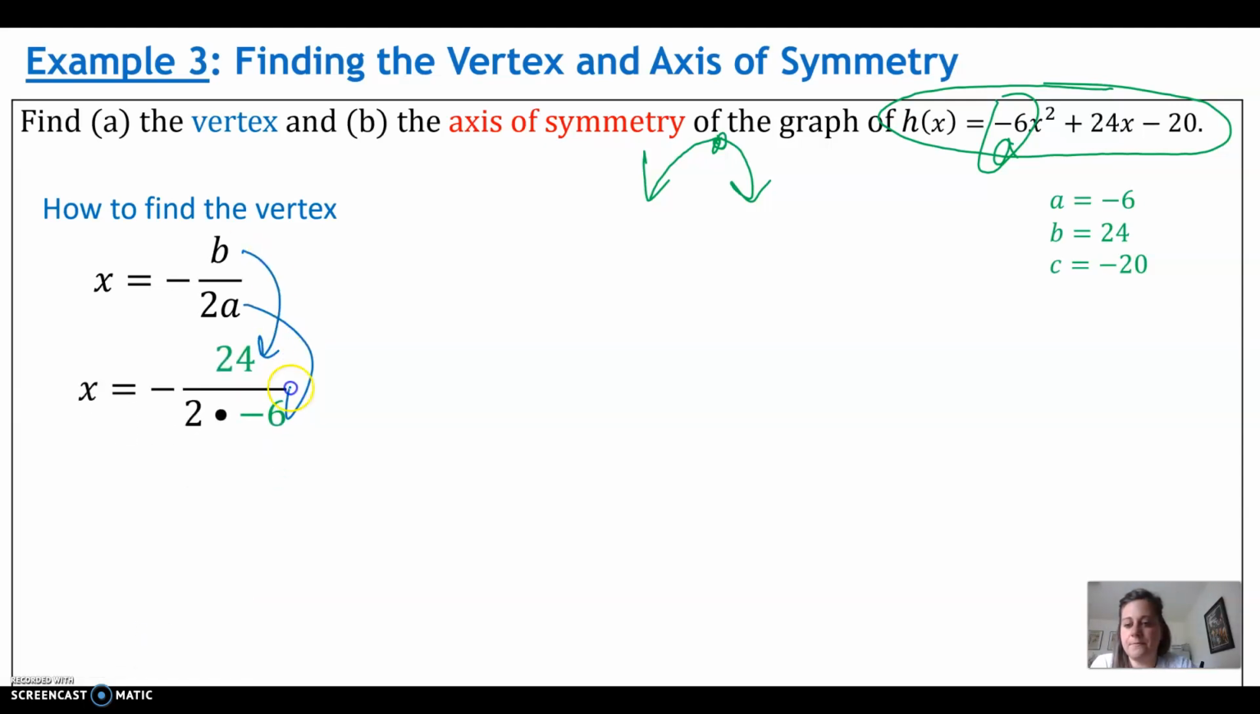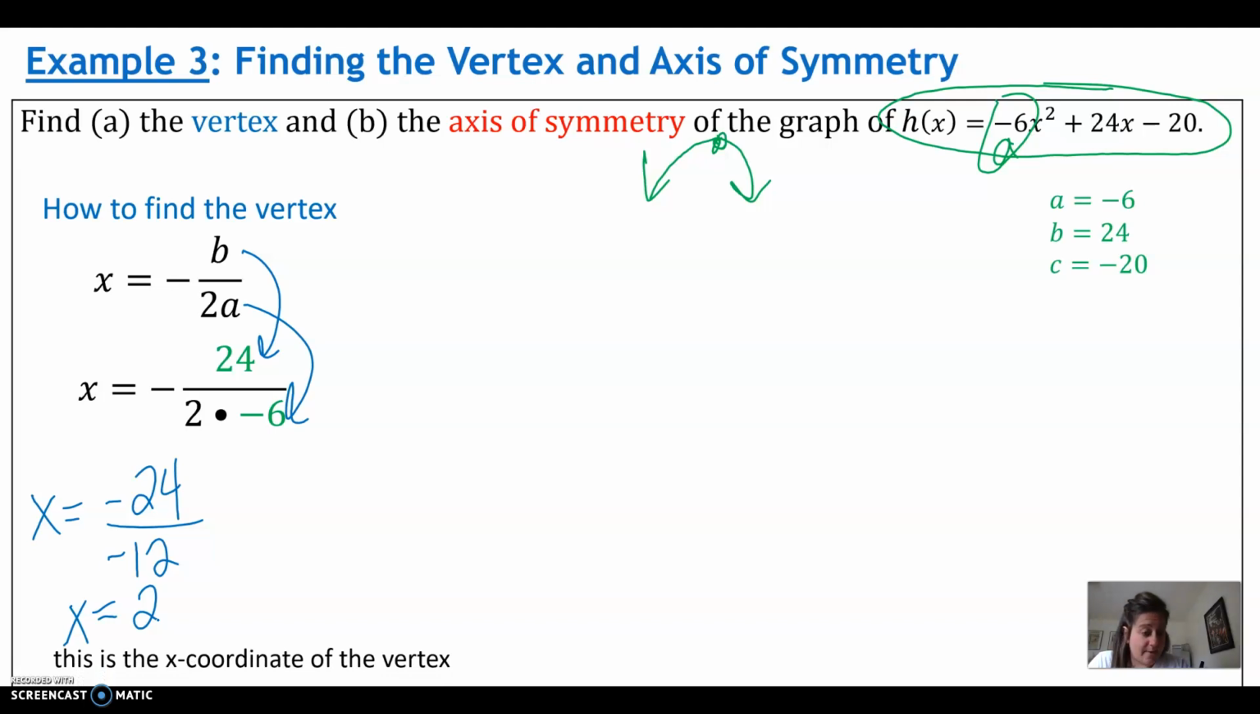So b and then -6. Now I'm going to jump the negative to be with the 24. And I'm going to do the bottom, which is 2 times -6, which is -12. Obviously, the negatives are going to cancel out, and you get x equals +2. And that is the x coordinate of your vertex, like we've been getting.